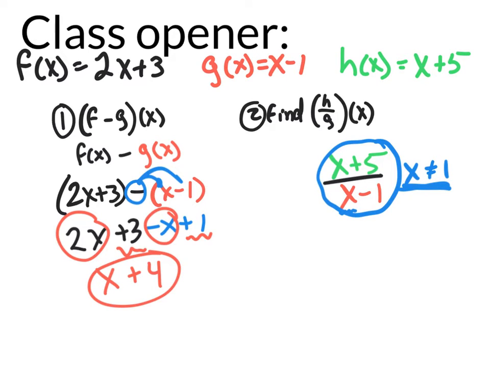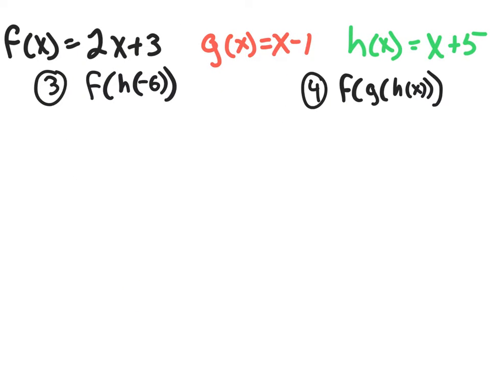Anyhow, let's do a couple more problems with these same 3 functions. Number 3 reads to input the negative 6 into your h function, and because it's a number, you're going to be able to input it and get an actual numeric answer. Then you take that numeric answer and plug it into the f of x function.